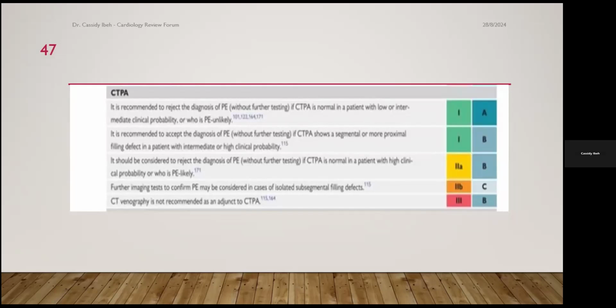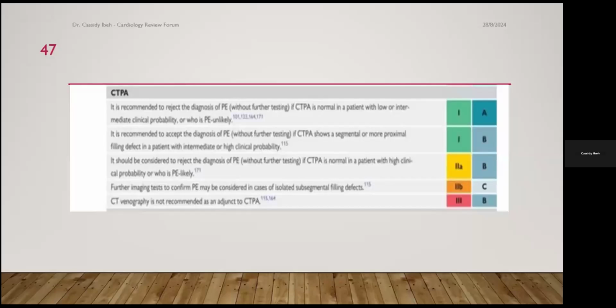Now, it's also recommended to accept the diagnosis of PE without further testing if CTPA shows a segmental or more proximal filling defect in a patient with intermediate or high clinical probability. As a class 2A indication, it should be considered to reject the diagnosis of PE if CTPA is normal in patients with high clinical probability or who is PE unlikely.